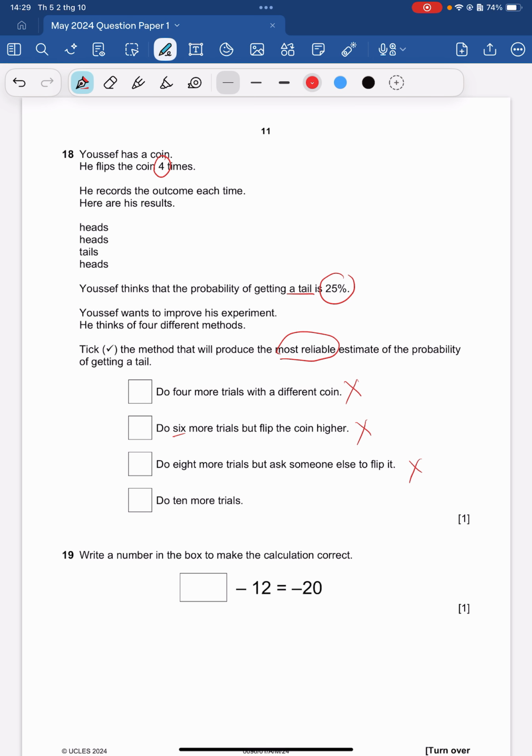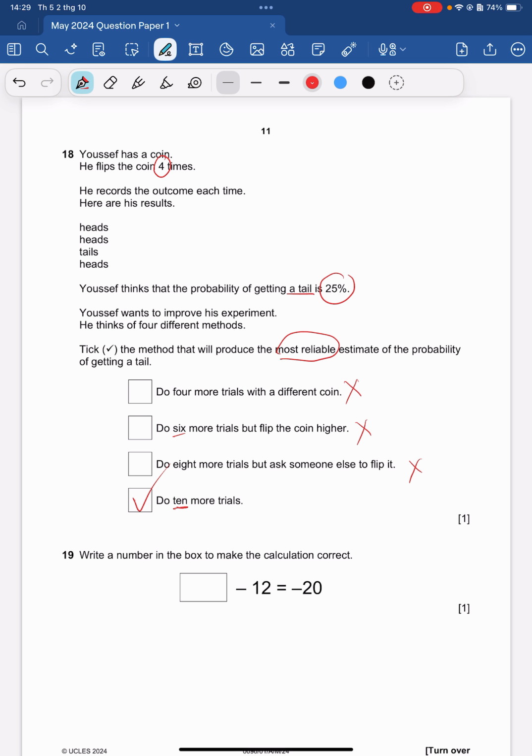Okay, so 10 more tries. Of course, that will include the past trials, because you can try at most trials. That will give a better estimation, right?